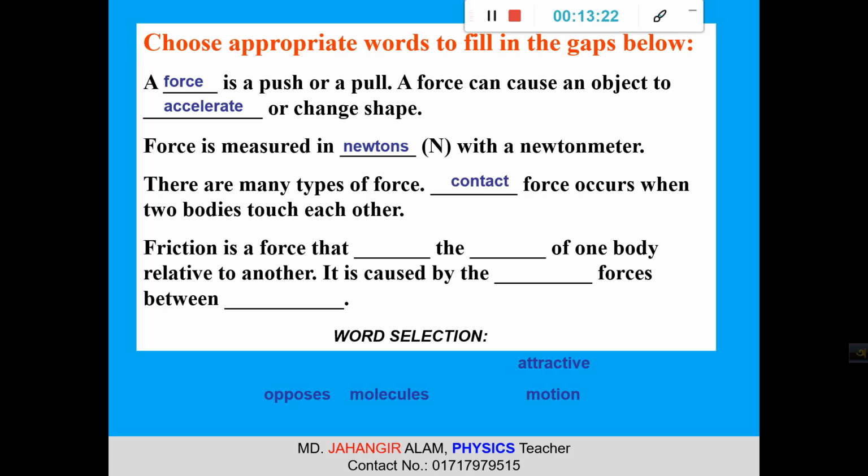There are many types of force. Contact force occurs when two bodies touch each other. Friction is a force that opposes the motion of a body relative to another. It is caused by the attractive forces between molecules.